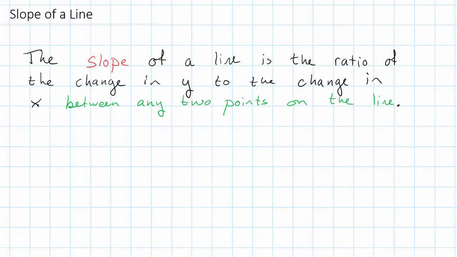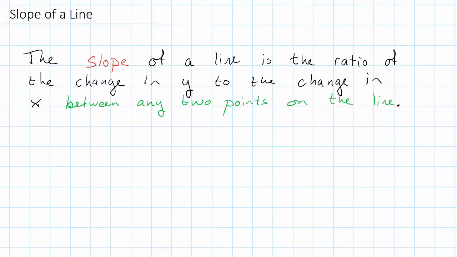We're now ready to define one of the most common descriptors of a line, the so-called slope of the line. Here's how we define the slope of a line. The slope of a line is the ratio of the change in y to the change in x between any 2 points on the line. That's the description in words.